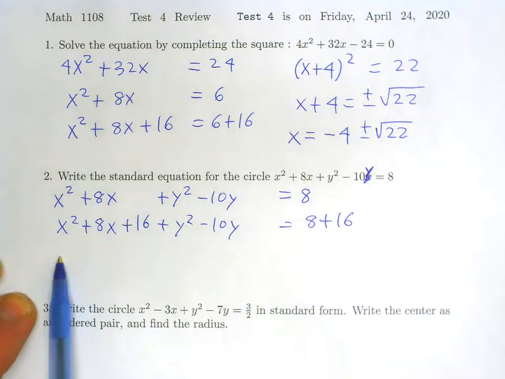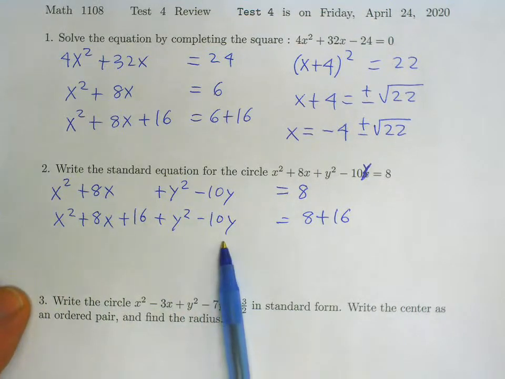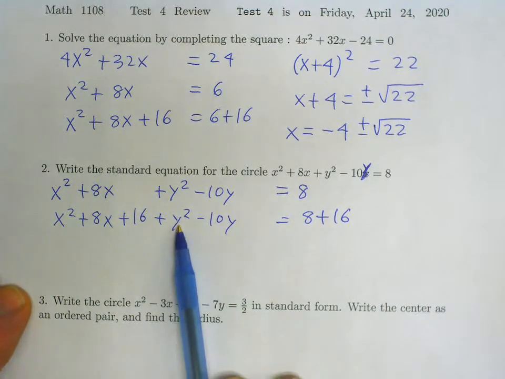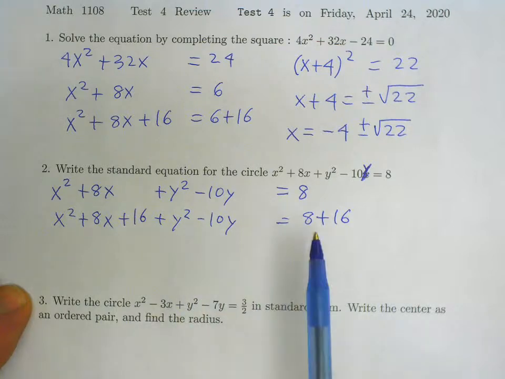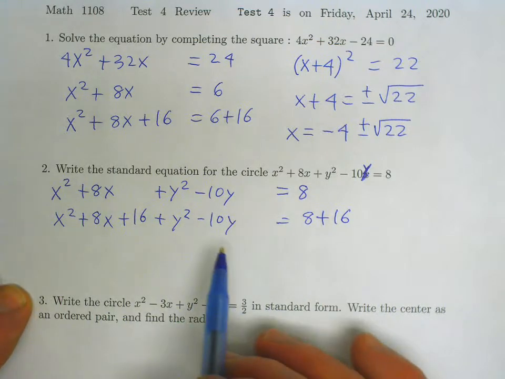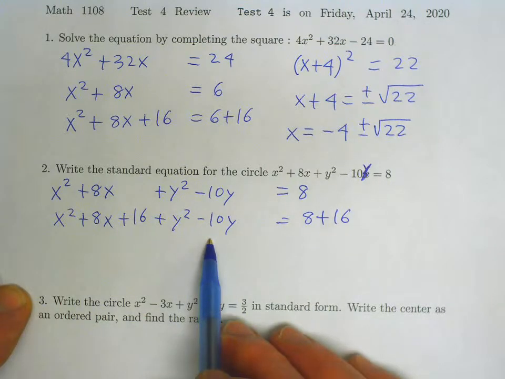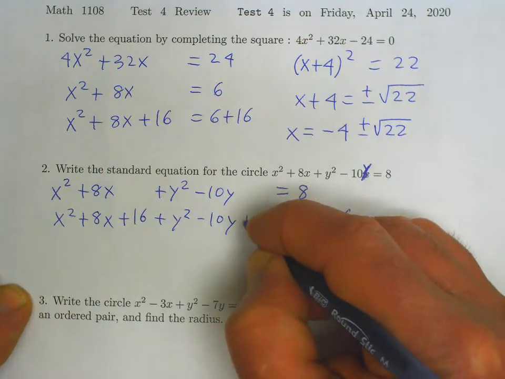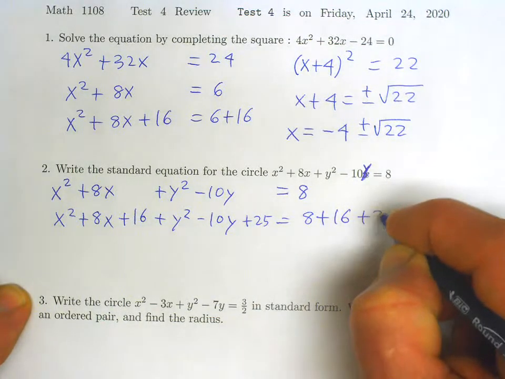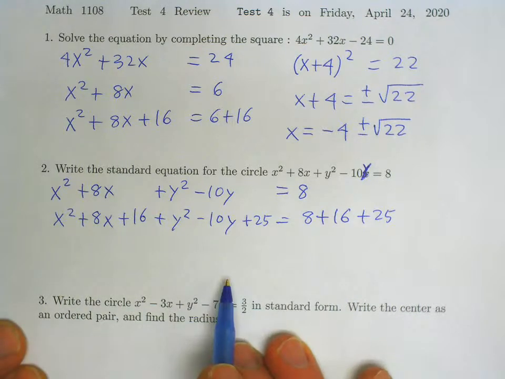This is now a perfect square trinomial. And then y squared minus 10y, the coefficient of y squared is 1, so the number that we need to add to y squared minus 10y to get a perfect square is what we get when we square 1/2 of negative 10. 1/2 of negative 10 is negative 5, and when you square that number, you get 25. So we add 25 to both sides. And then in the next step, we can write the standard equation.